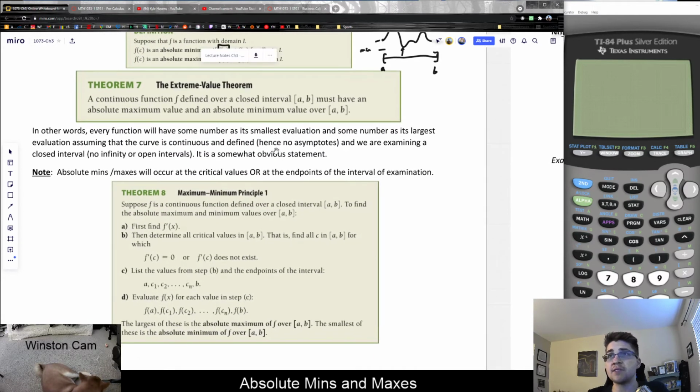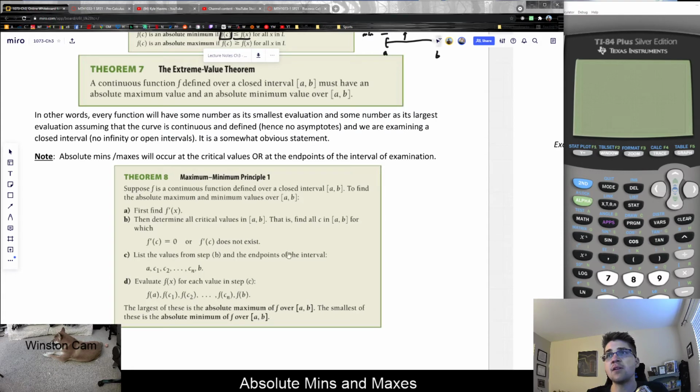It says, suppose f is a continuous function defined over a closed interval. To find the absolute maximum and minimum values on this interval, it says first find f prime, which obviously we need to do to find the critical values, and that's what the next step is. Determine all the critical values in (a, b). That is, find c for which f prime of c is 0 or does not exist.